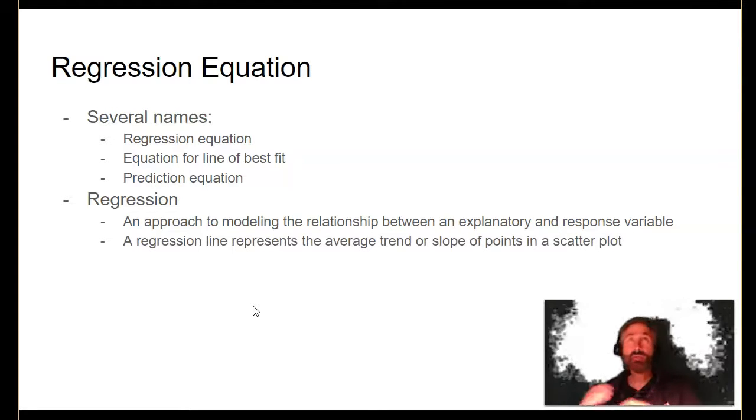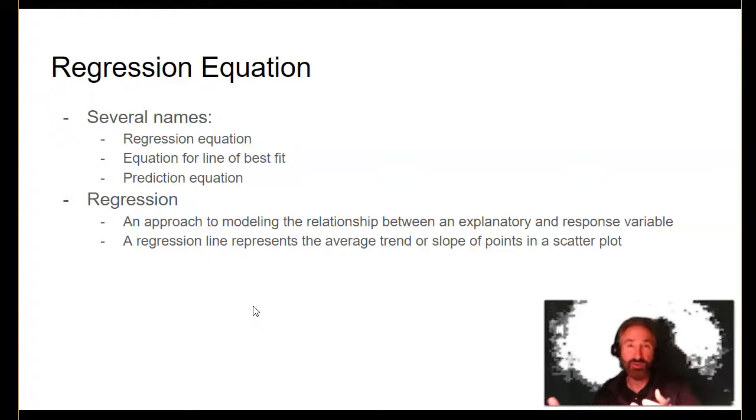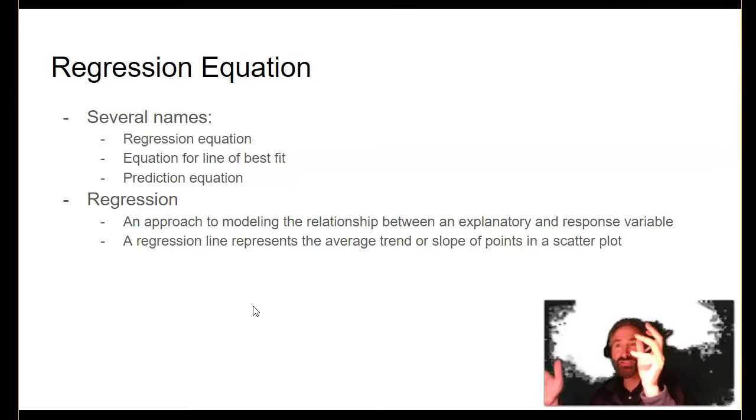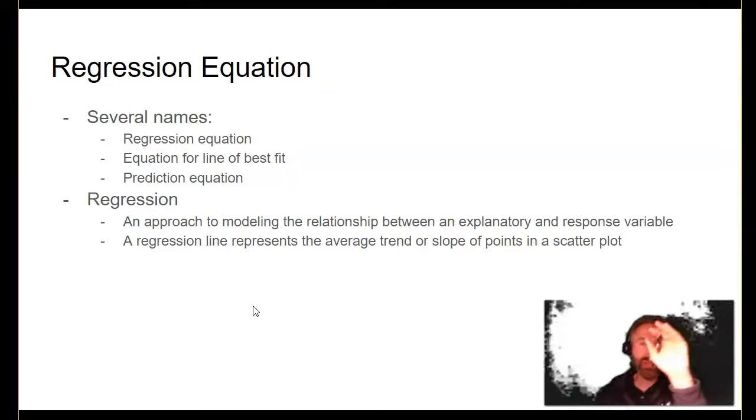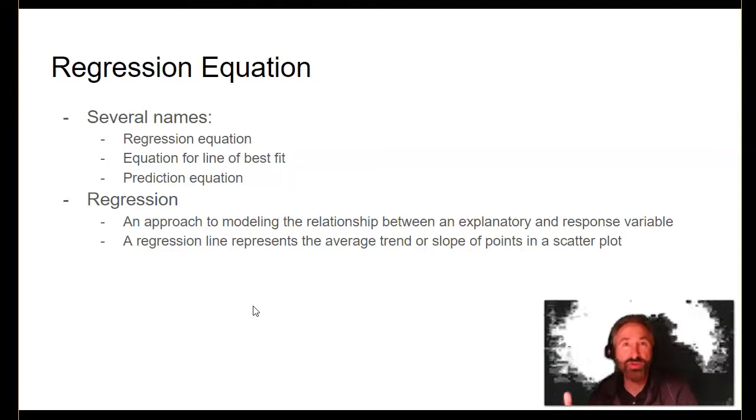Another way to think of it is a regression line represents the average trend or slope of points in a scatter plot. In other words, if you have dots all over the place, that one smooth line is a way to sort of represent where the dots are going on average.